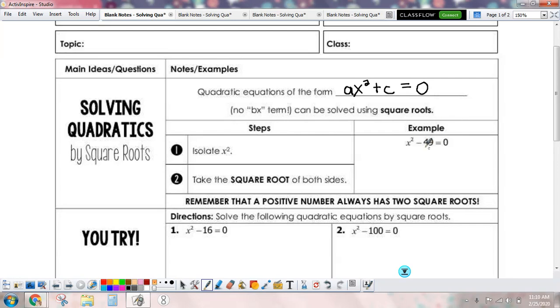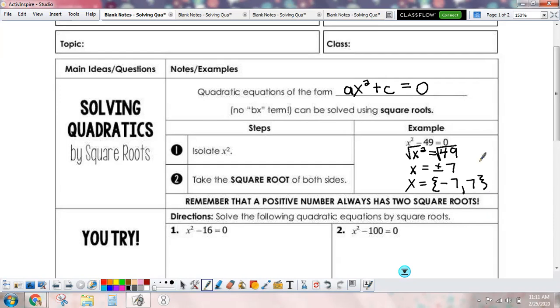So in our example, I'm going to move our 49 to the other side. So I'm going to add 49 to both sides. So I have x squared equals 49. And then I'm going to take the square root of both sides. Now remember, when you're taking the square root, a positive number always has 2 square roots. So the square root of 49 is going to be a positive and a negative 7 as our final answer.